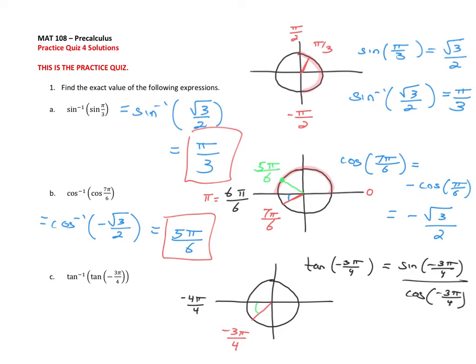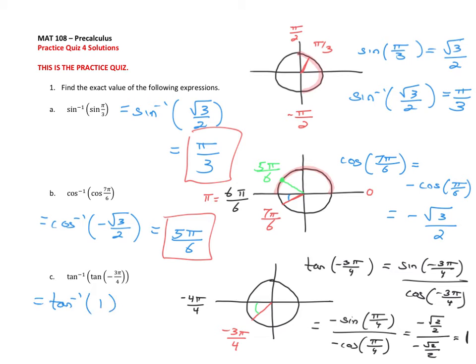So tangent of negative 3 pi over 4 is equal to negative sine of the reference angle, which is pi over 4, over negative cosine of the reference angle, pi over 4. Sine and cosine at pi over 4 are equal. They're both root 2 over 2. So this is negative root 2 over 2 divided by negative root 2 over 2. Those are the exact same number, and that's positive 1. So here we go. Tangent inverse of tangent of negative 3 pi over 4 is, well, I'll replace that with a 1, and we have tangent inverse of 1.